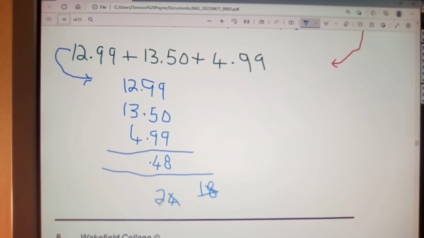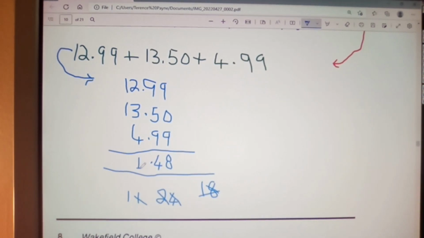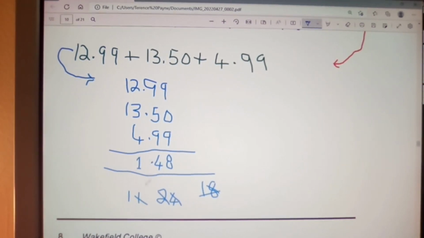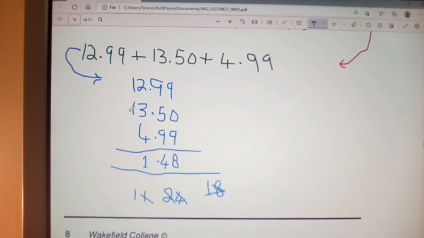4 add 2 is 6, add 3 is 9. 9 plus 2 is 11. So we now have 11. Cross the 1 out and put that 1 in the column. Now 1 add 1 is 2, add 1 is 3. So we put in our 3, again in our column.